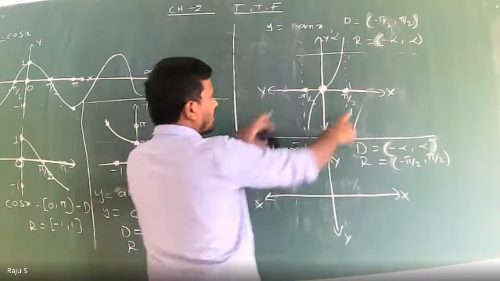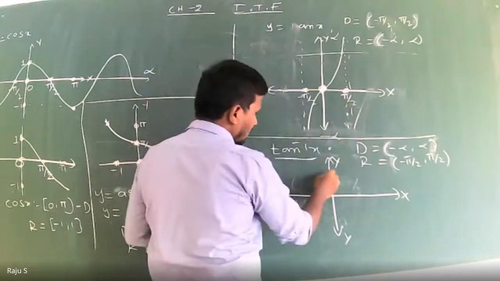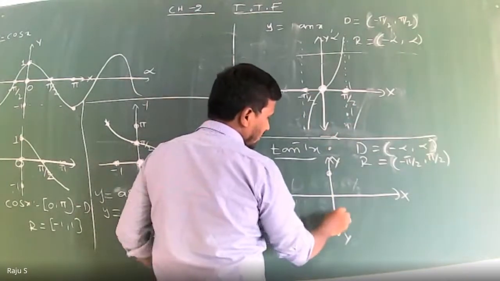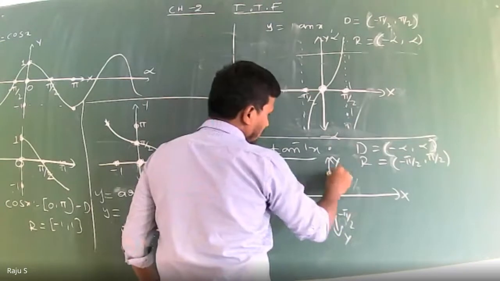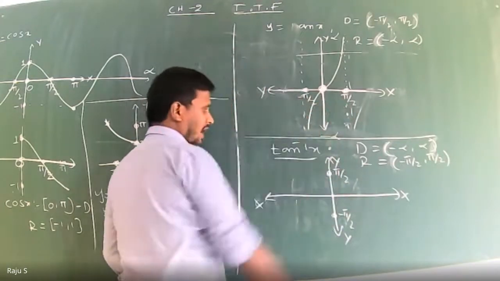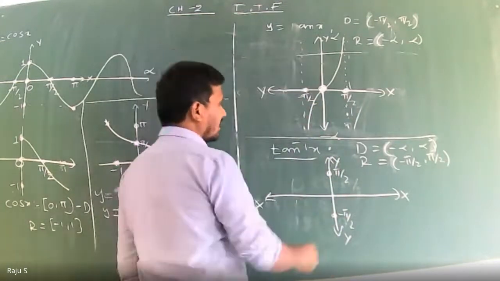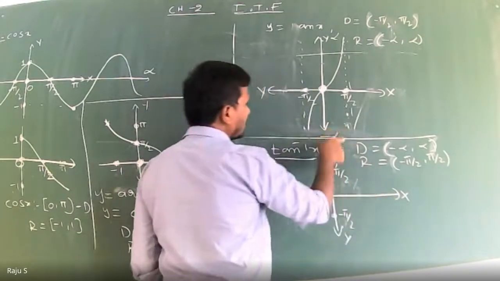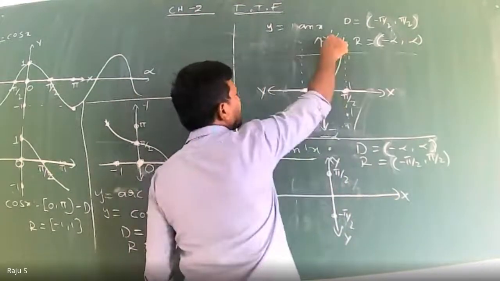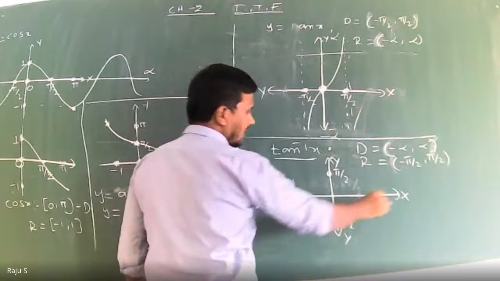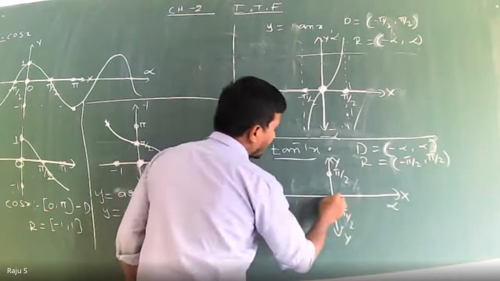What are the x values? Minus 90 to plus 90. I am taking the x values on the y axis. Now the y values you can take on the x axis, so that is nothing but minus infinity to plus infinity. Then if you draw the graph, you are going to get it like this.